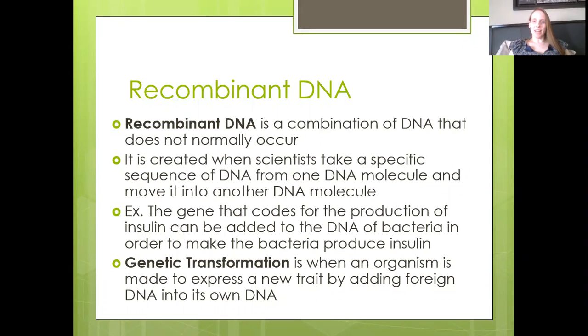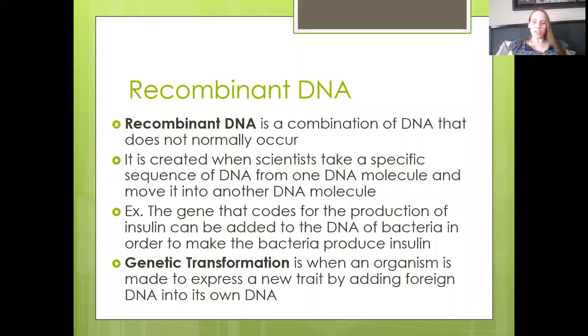So recombinant DNA is a combination of DNA that doesn't occur naturally. It's created when scientists take a sequence of DNA from one DNA molecule and then move it into a different DNA molecule. For instance, one that's commonly used is scientists have taken the gene that codes for insulin and added it to the DNA of bacteria, and what that does is it makes the bacteria produce insulin, and then we can take that insulin and give it to people with diabetes.